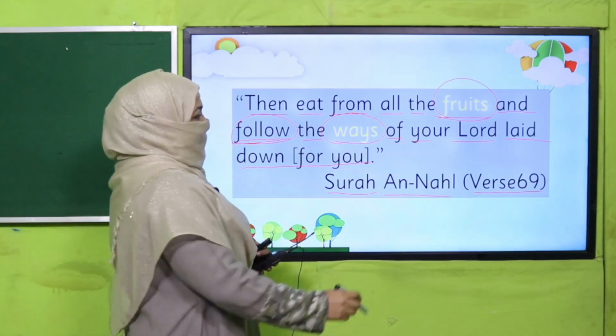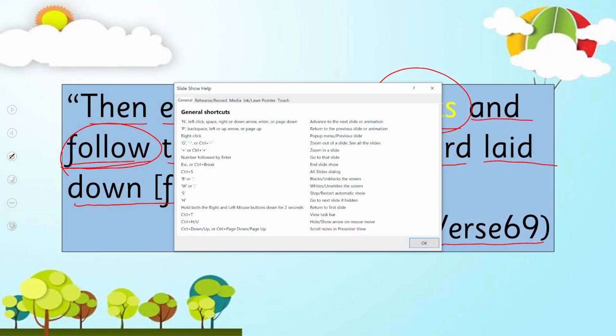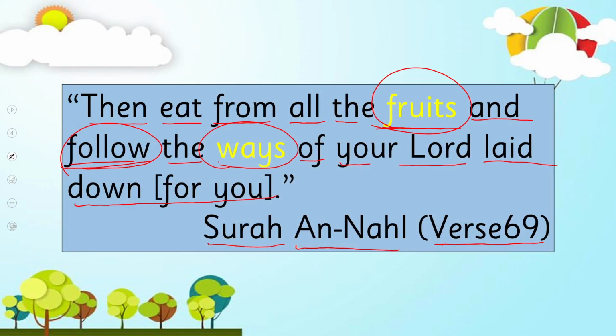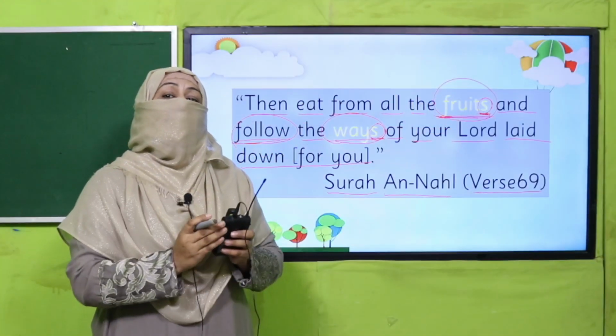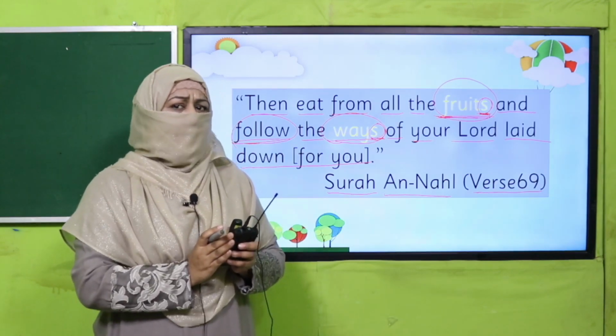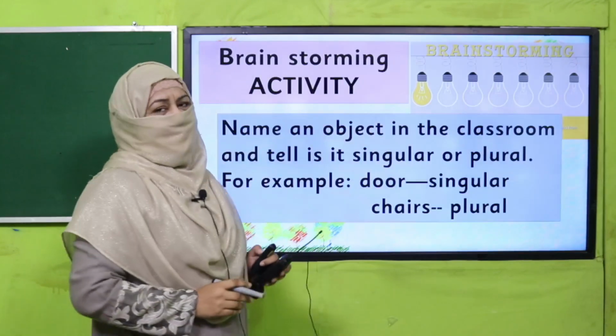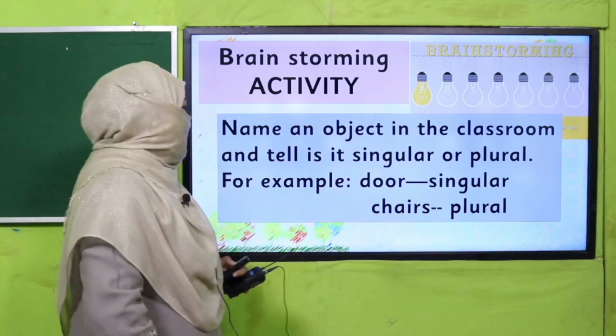Now, my dear children, look at these words, fruits. This word fruit, by adding S, we had made it plural. Ways, by adding S, we have made it plural. You remember, I have taught you how to make plural naming words from singular. Do you remember? Okay, so let's do an interesting activity.